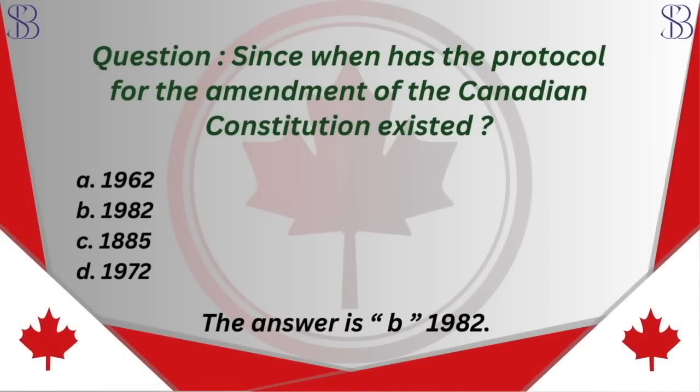Question: since when has the protocol for the amendment of the Canadian Constitution existed? A. 1962. B. 1982. C. 1885. D. 1972. The answer is B. 1982.